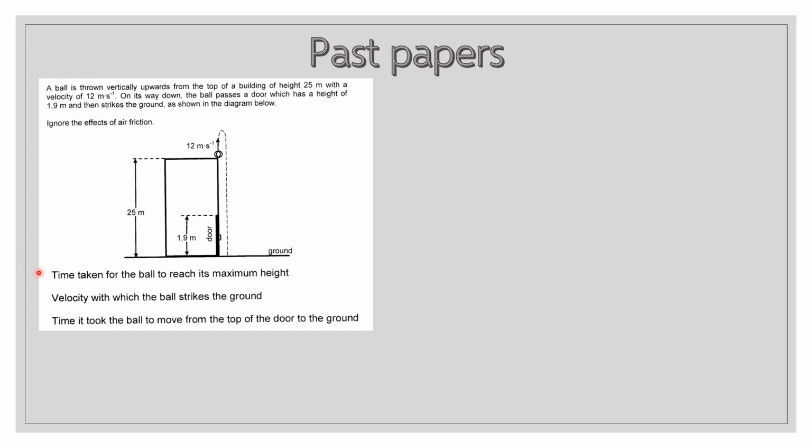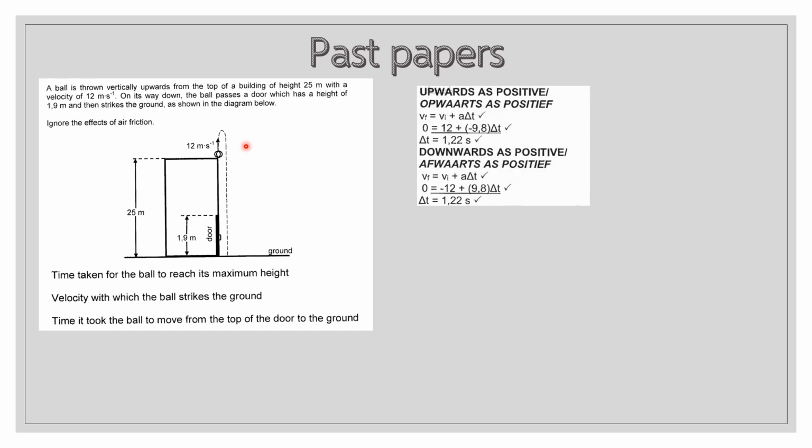Calculate the time taken for the ball to reach its maximum height. V final is at the top here at its maximum height, and V final you always know is 0. So you sub it into the equation.